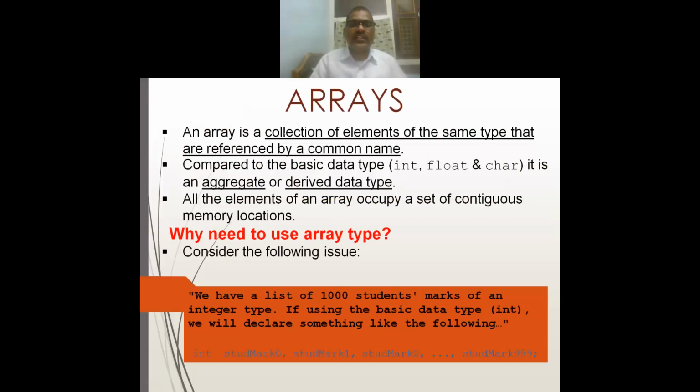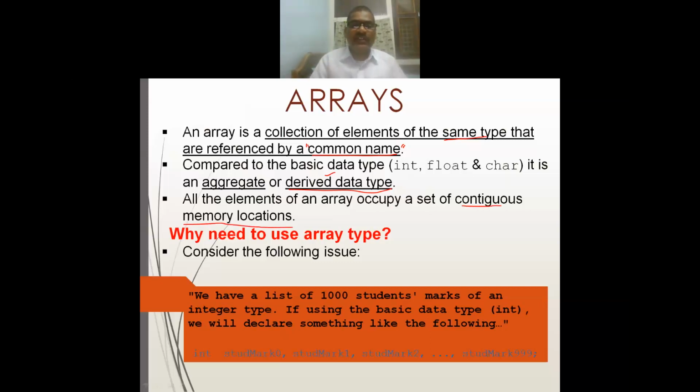So what is an array? Just now we discussed that an array is a collection of elements of the same data type that are referenced by a common name. With the same name, we are referring to that particular collection. Compared to the basic data types like int, float, char and double, an array is said to be a derived data type. All the elements of an array occupy a set of contiguous memory locations. That means the array elements are stored in a sequential manner.